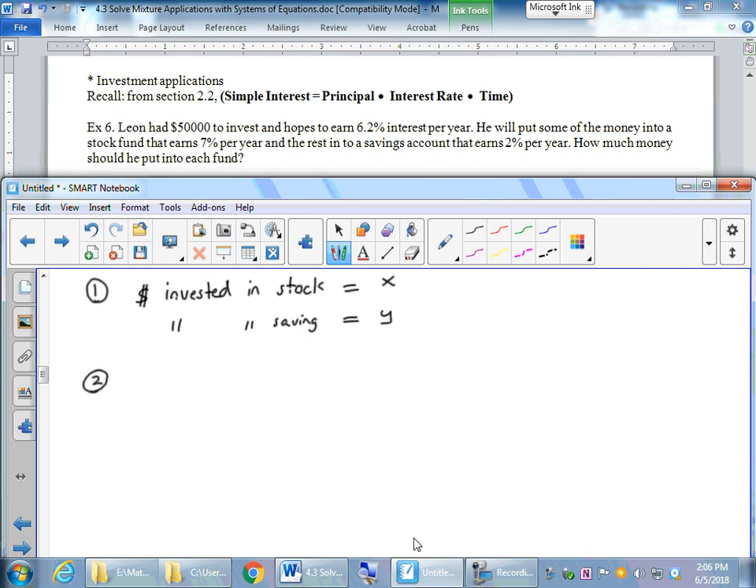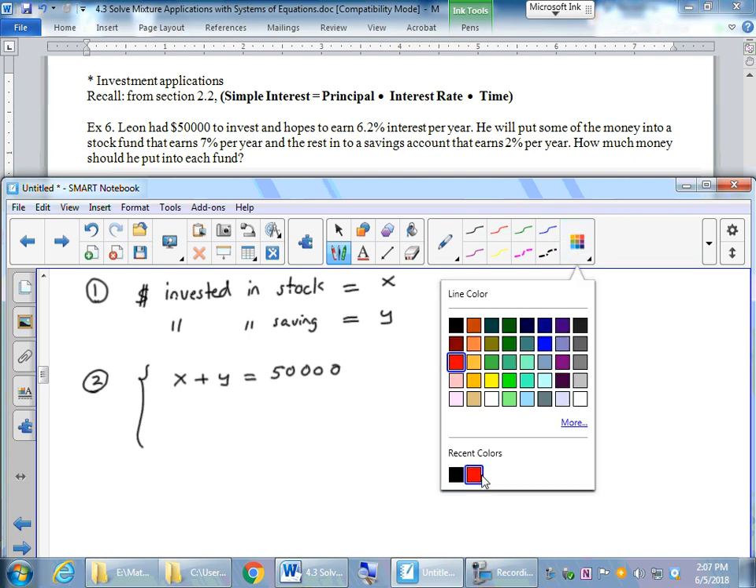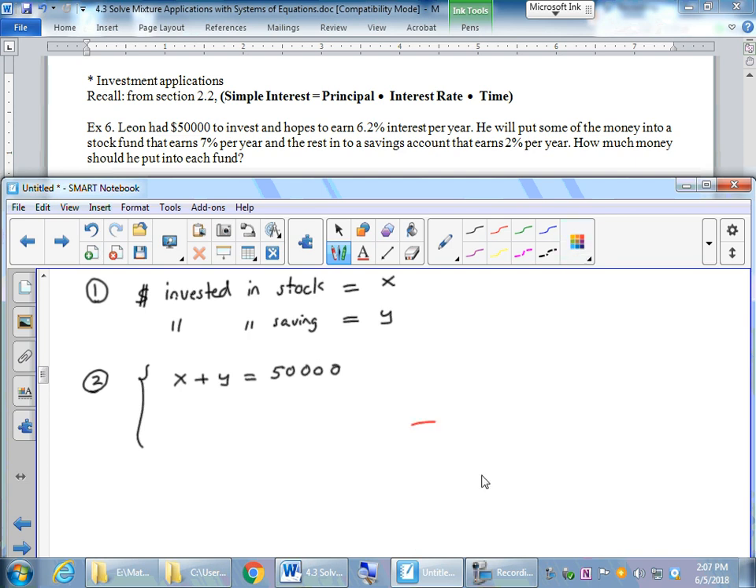So my second step, these two investments should be equal to 50,000, right? What you originally have, because you cannot go over 50,000. So that means X plus Y must be equal to 50,000. That's your principal. And now the second part, the second equation, what we want to talk about is the interest earned, right?